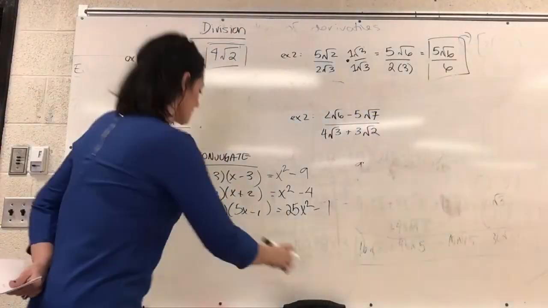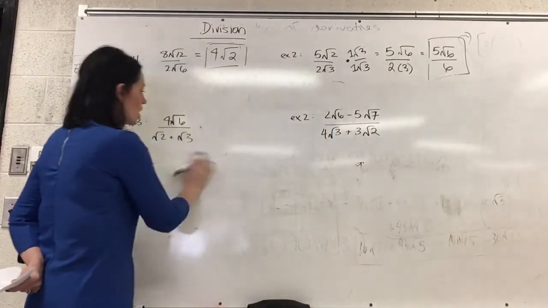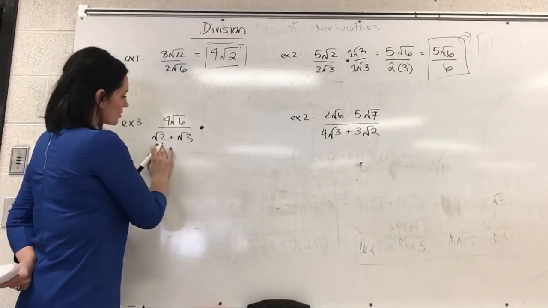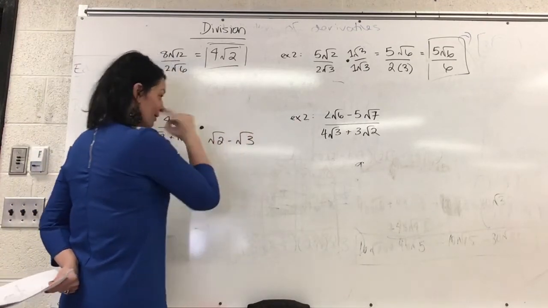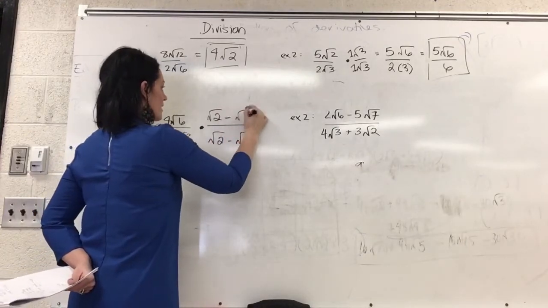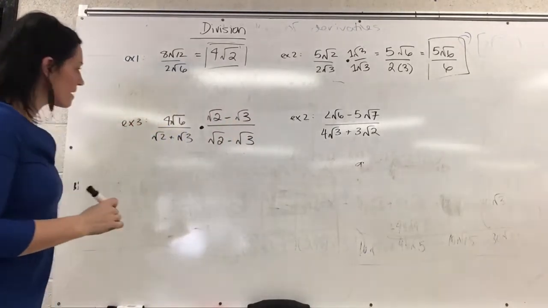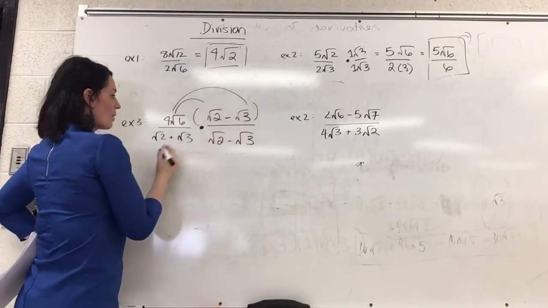So I'll show you how this happens. Whenever you have a radical with two terms in the denominator, you need to multiply by the conjugate. So the conjugate of root 2 plus root 3 is root 2 minus root 3. Okay? And we can't just multiply the bottom by that, we need to also multiply the top by that. So if you remember from my multiplication video, when I'm doing something like this, I need to make sure I distribute. So let's go ahead and do that.